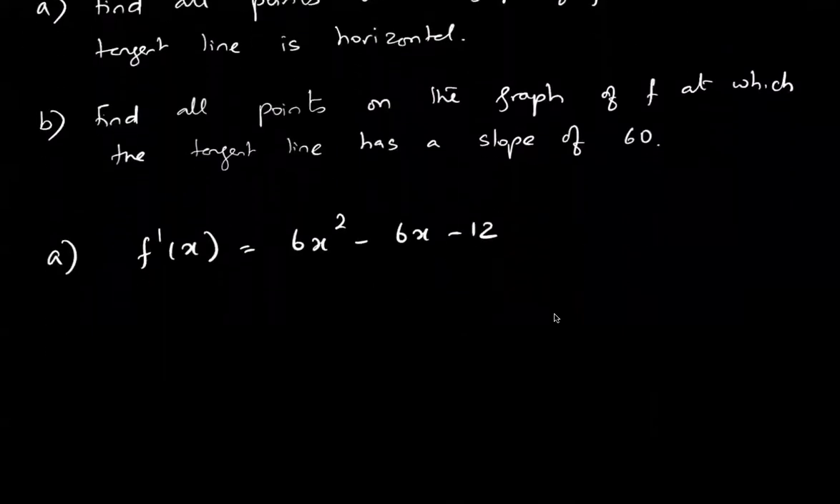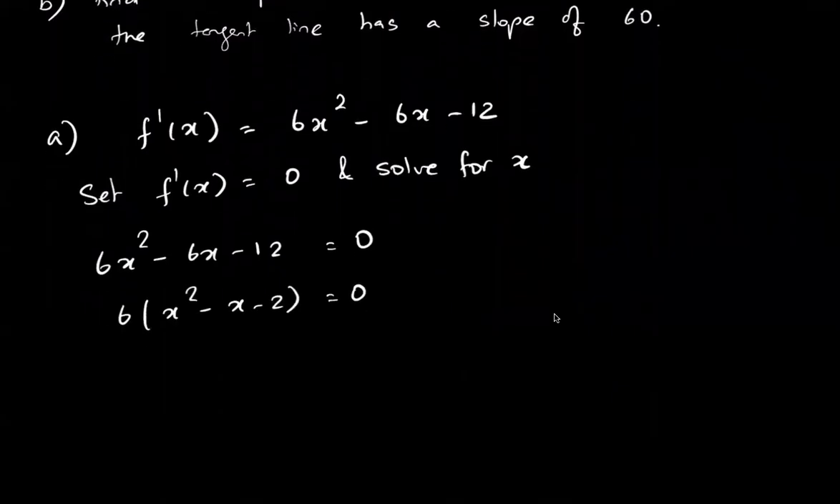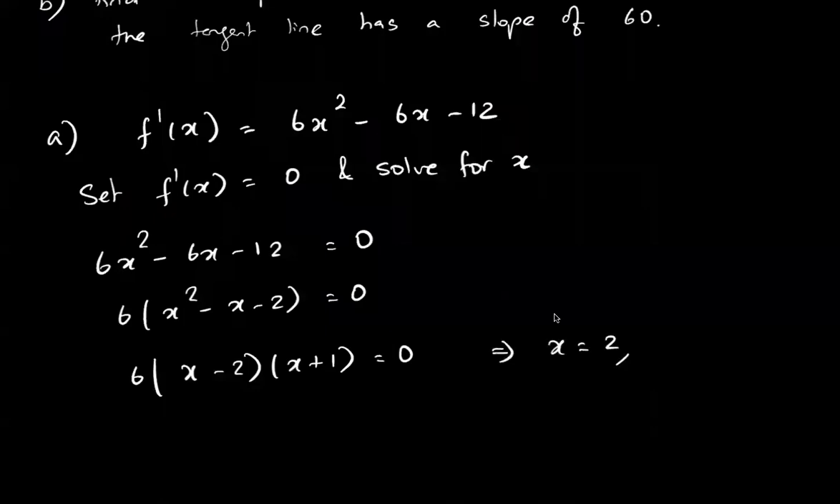So to find where I have horizontal tangent lines, I will have to set f prime equal to 0 and solve for x. So I do that. I set it equal to 0. I factor the 6 out. I factor this further, and this is what I have, which means that at x equals 2 and x equals negative 1, I'm going to have horizontal tangent lines.